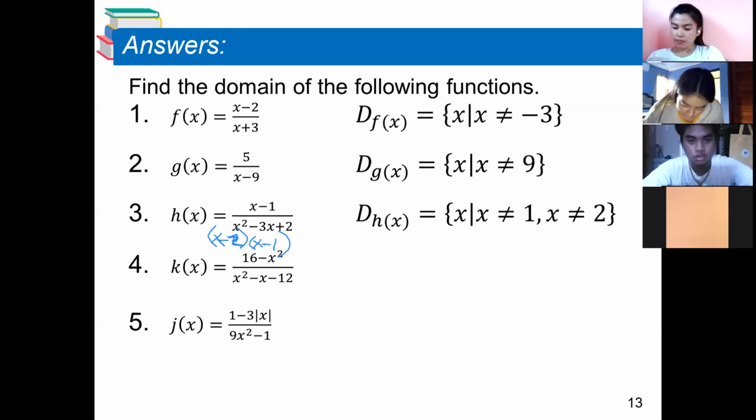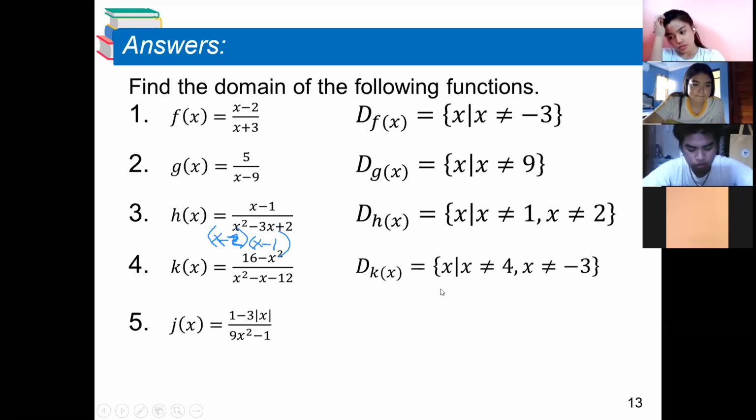The domain of the function k of x is equal to the set of values of x such that x is not equal to 4 and negative 3. Very good. 4 and negative 3 are the restrictions of your domain. Thank you, Lucia. So Rod, Shan, Boy, and Lucia are correct.